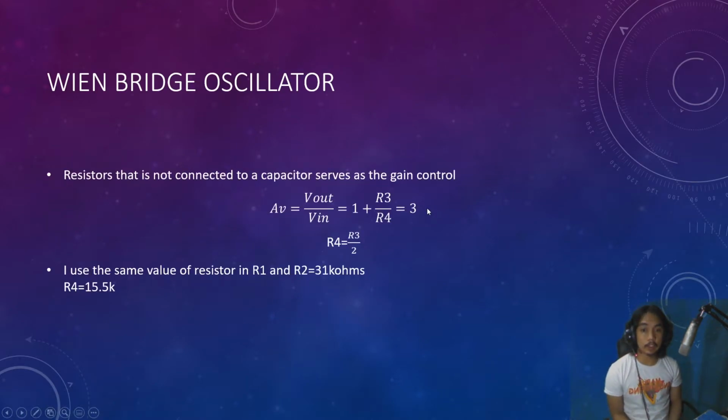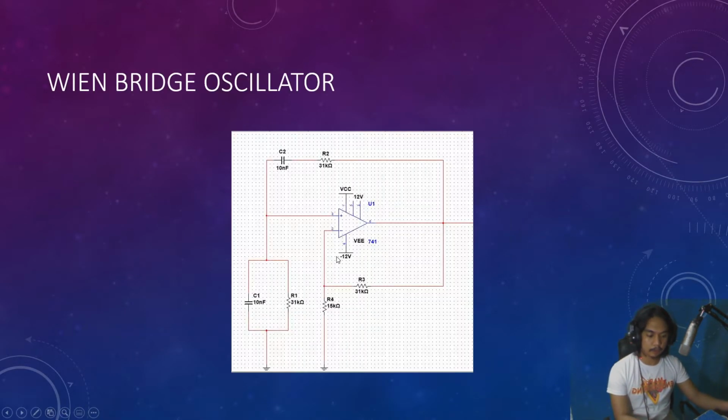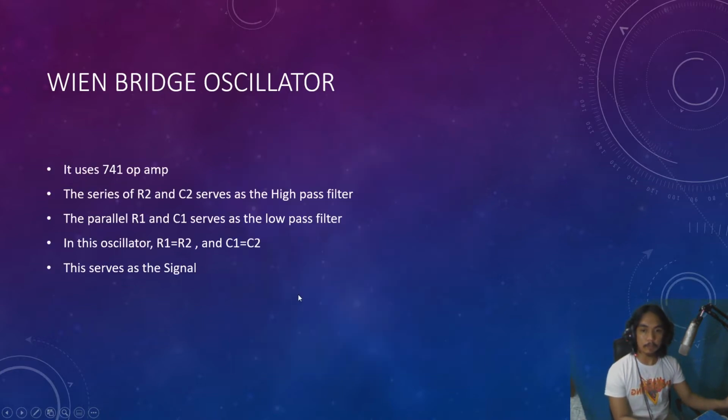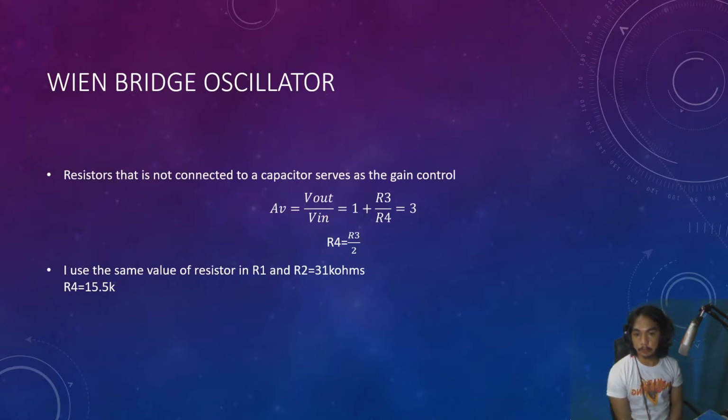The resistor that is not connected to a capacitor serves as the gain control. So if we go back here, this is the gain control. The gain AV equals V out over V in, which equals 1 plus R3 over R4, equals 3 or more. I use the same value of resistor in R1 and R2, which is 31 kilo ohms. When I solved it, the value is 15.5k, but I only used 15 kilo ohms.